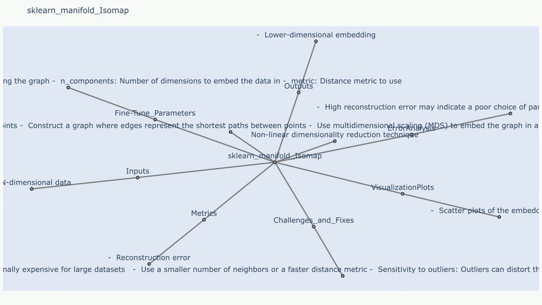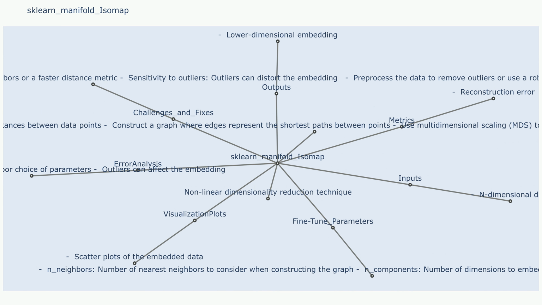Fixes to Challenge 1. Reduce the number of neighbors, n_neighbors. This reduces the computational complexity of the shortest path calculation. Use a more efficient algorithm for shortest path computation. Consider using specialized graph algorithms, such as Dijkstra's algorithm or the Floyd-Warshall algorithm, for more efficient shortest path computation.